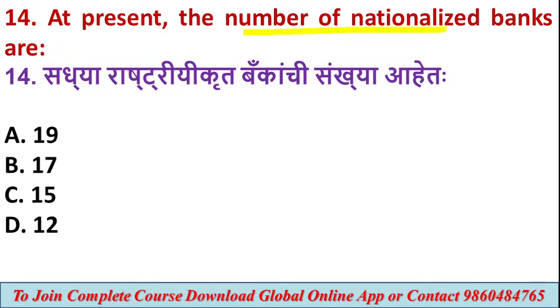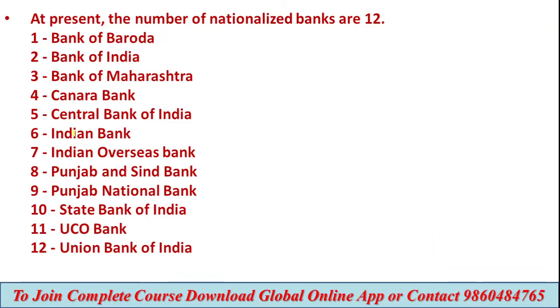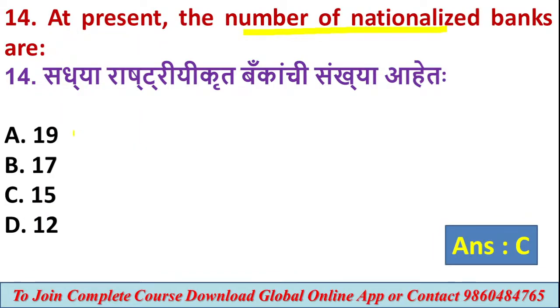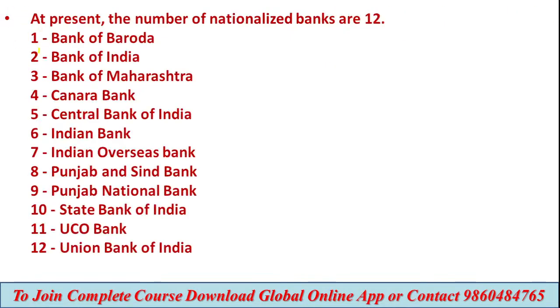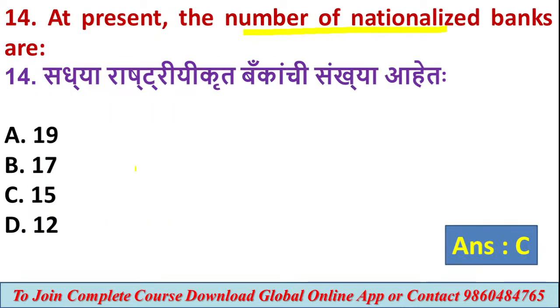Now question number 14. At present, the number of nationalized banks are option A 19, option B 17, option C 15, option D 12. At present, the nationalized banks are Bank of Baroda, Bank of India, Bank of Maharashtra, Canara Bank, Central Bank of India, Indian Bank, Indian Overseas Bank, Punjab Sindh Bank, Punjab National Bank, State Bank of India, UCO Bank and Union Bank of India. Yes, at present all these 12 banks are nationalized. So option D is the right answer.